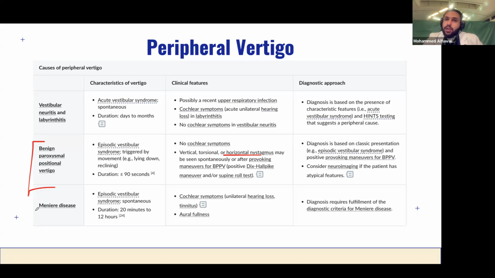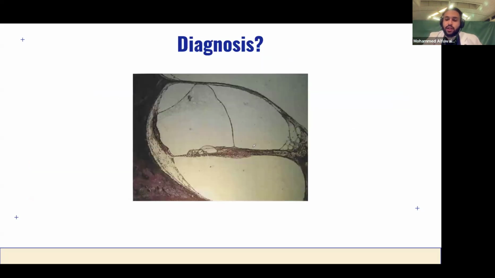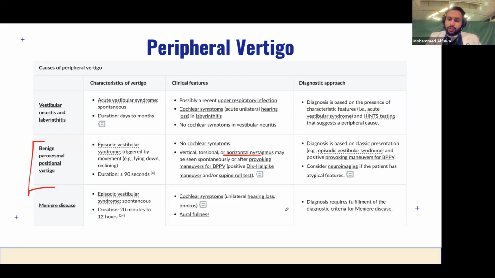Meniere's disease, I want you to remember a triad, which is unilateral hearing loss, vertigo, and tinnitus, which is ringing in the ear. It's caused by endolymphatic hydrops. There's a lot of endolymph, which would cause atrophy of the organ of Corti. That's Meniere's disease. That's basically that. You diagnose it clinically, and you treat it with certain medications that I don't think you need to know.